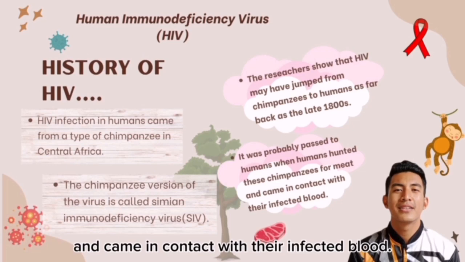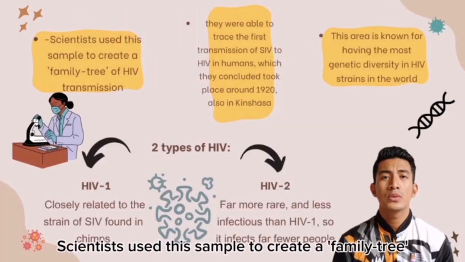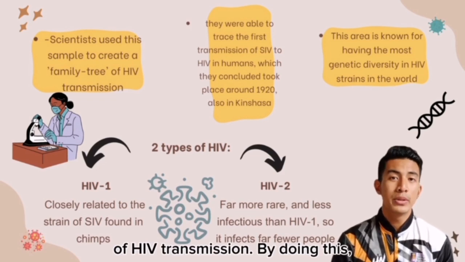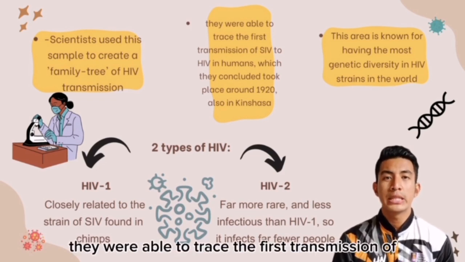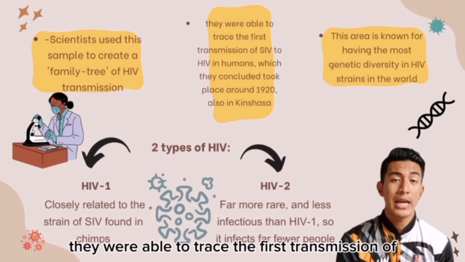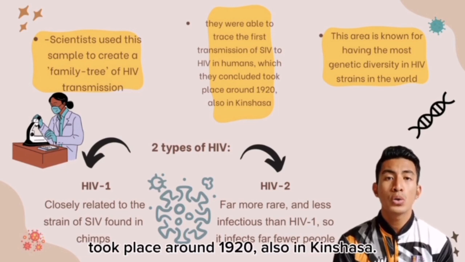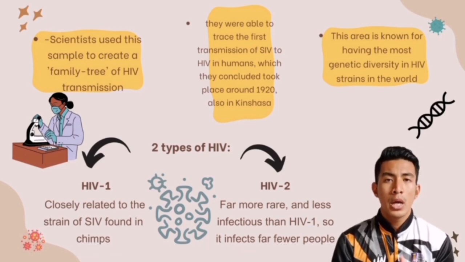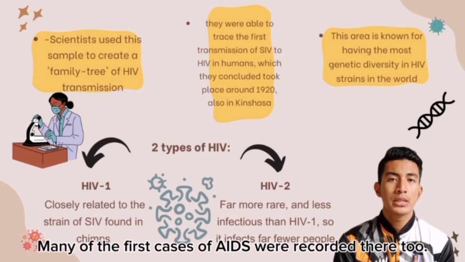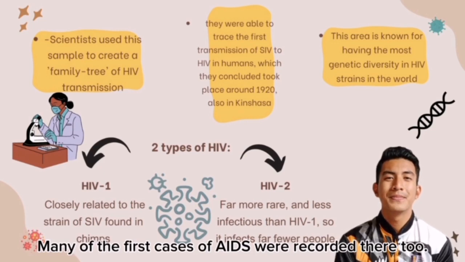blood. Scientists used the samples to create a family tree of HIV transmission. By doing this, they were able to trace the first transmission of SIV to HIV in humans, which they concluded took place around 1920, also in Kinshasa. Many of the first cases of AIDS were recorded there too.